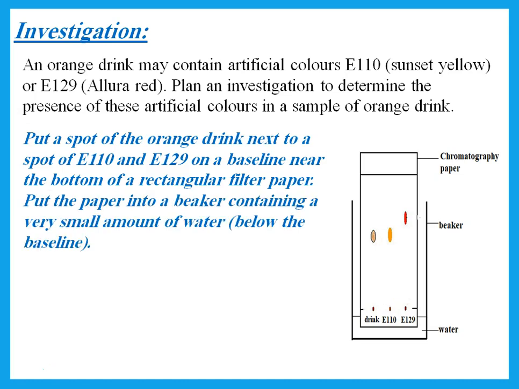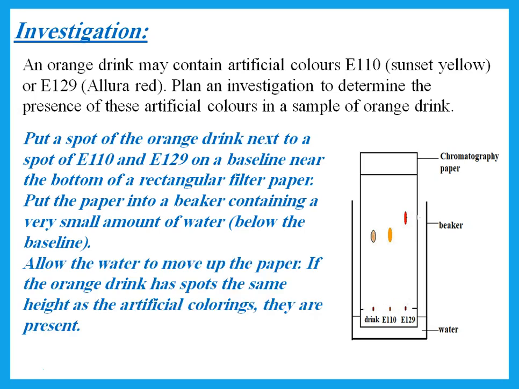And then I tell him, remember, you're explaining in detail in the correct order. So I put the spots on the baseline. And then I put the paper into a beaker containing a very small amount of water. And then allow the water to move up the paper. And then you have to tell him how he is going to know whether it has it or not: if the orange drink has spots the same height as the artificial colorings, then they are present.